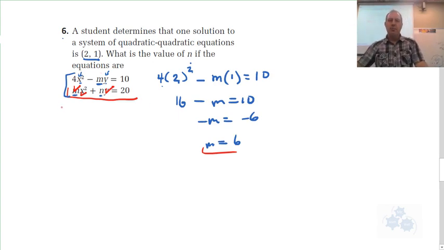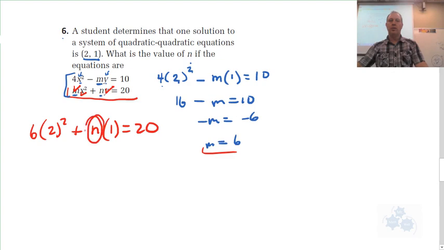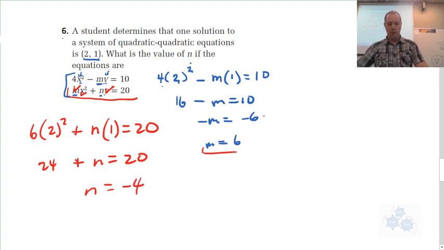So if I plug in all my values, I have 6 now times x, which is 2 squared, plus n, I don't know what that is, but I know that y is 1. So see, now I only have one unknown variable, and I can solve for that. So 6 times 4 is 24. Subtract 24 from both sides, I get negative 4. So for number 6, n should be equal to negative 4.